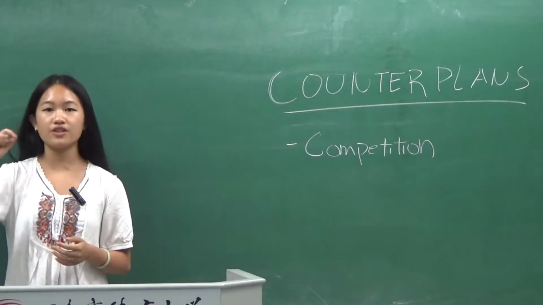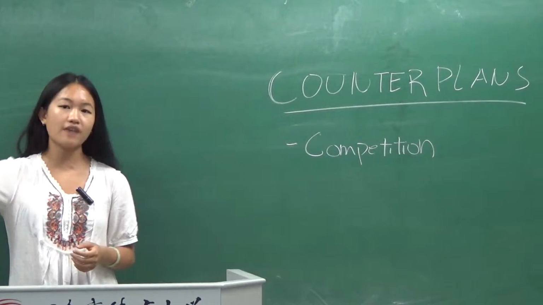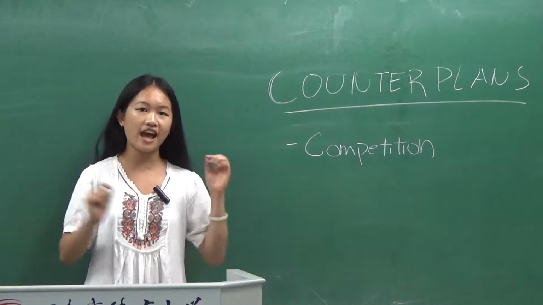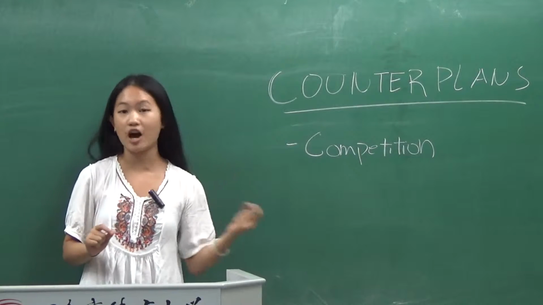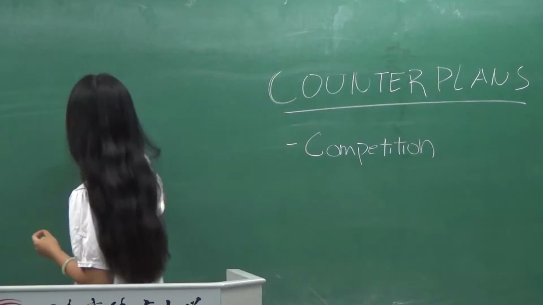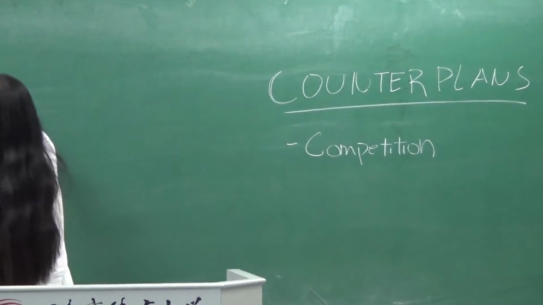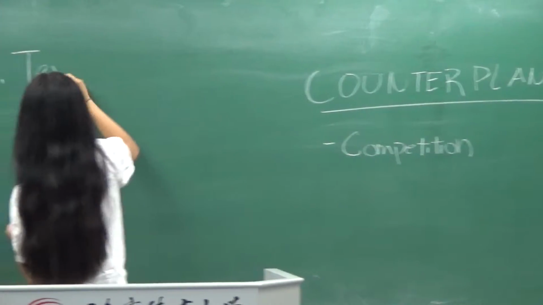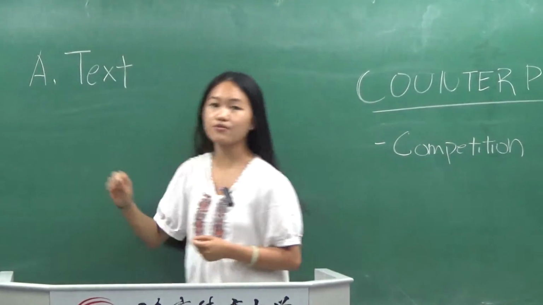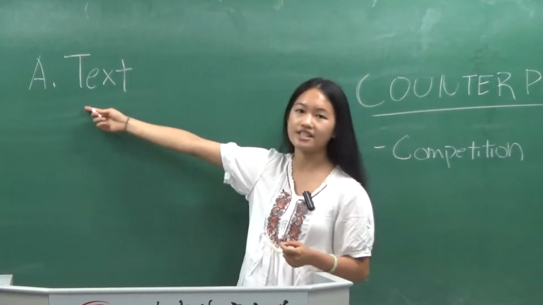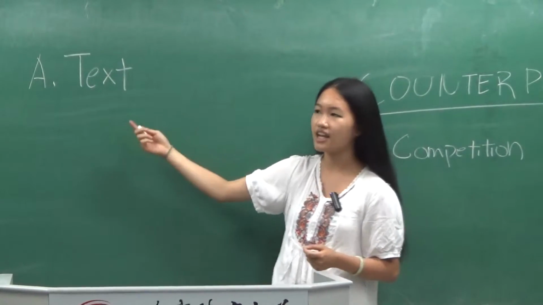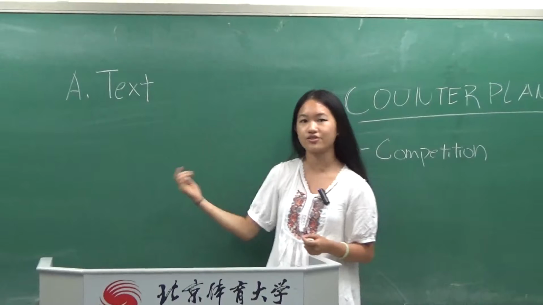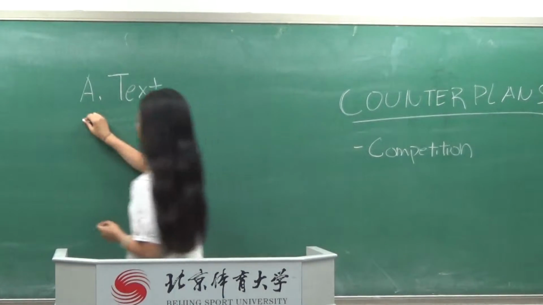Now I'm going to go over the components of a counterplan so you have a checklist when you're writing them. And then after that, we'll discuss some of the most common types of counterplans. So first, when you're writing a counterplan, you want to have a text. And if you've ever written a plan, a counterplan text is the same thing as a plan text. It's just a couple sentences describing what the counterplan does.